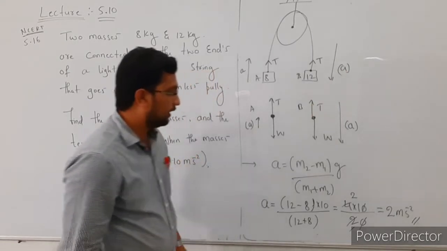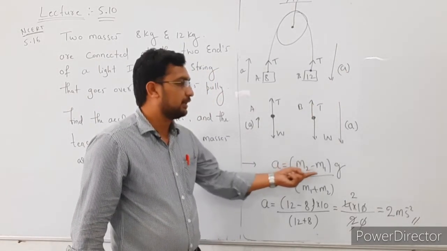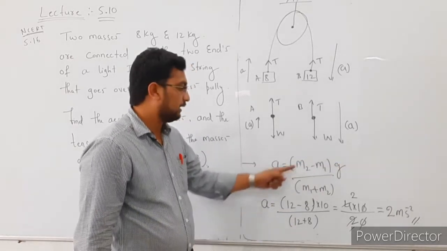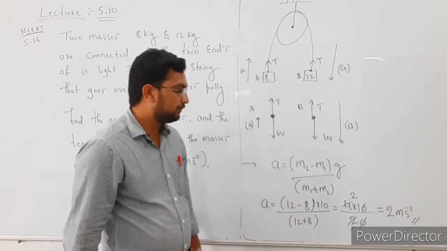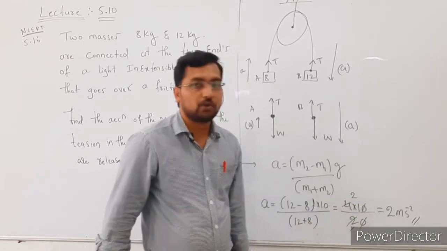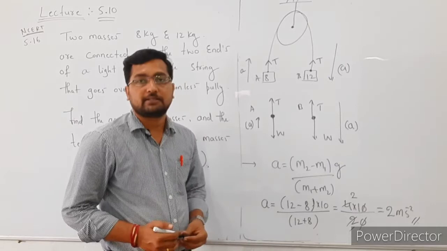Okay. So here we are going to determine the acceleration value. The formula is the difference in their masses into acceleration due to gravity divided by the total mass, right? The difference in their masses is 12 minus 8, into 10, divided by 12 plus 8, that is equal to 4 into 10 divided by 20, that is equal to 2 meter per second square. So this is the acceleration of this system.